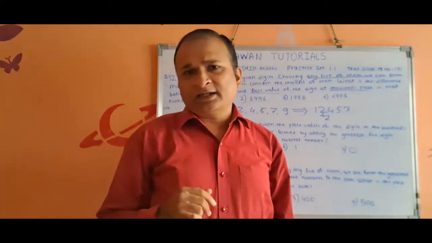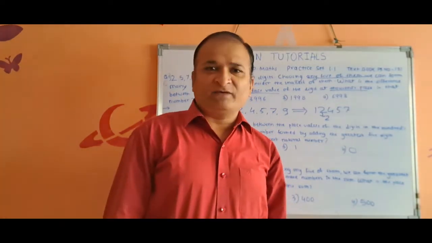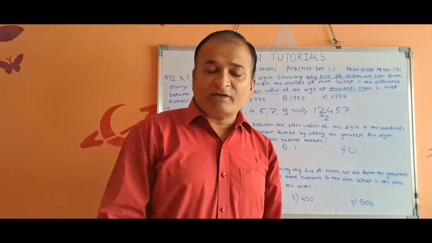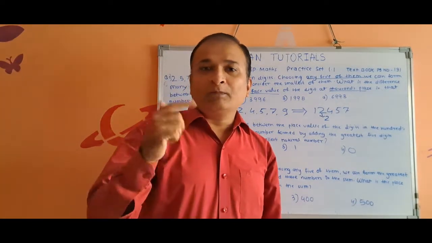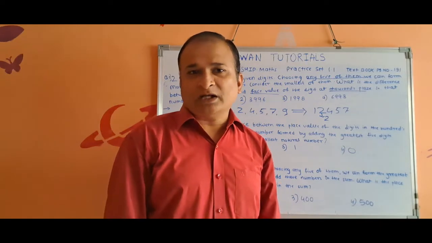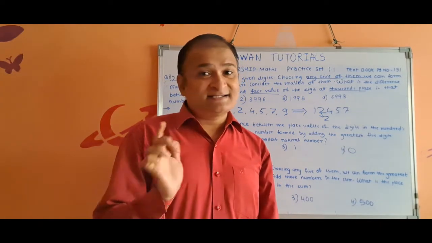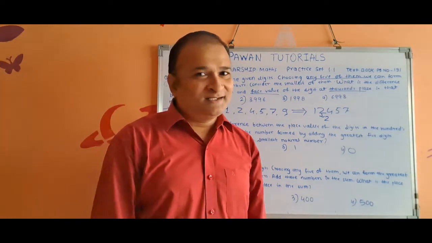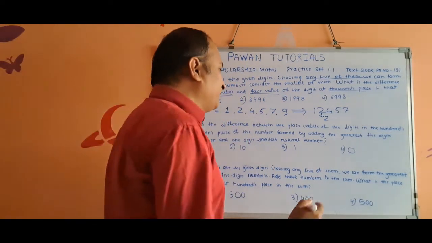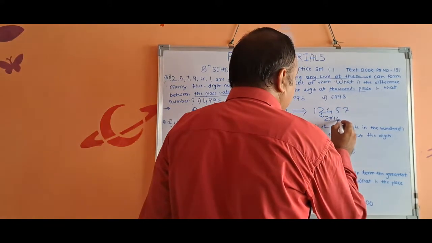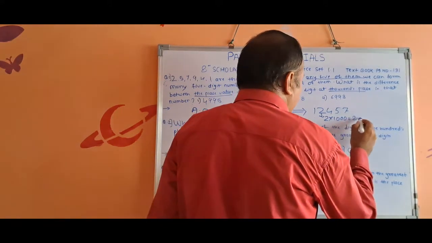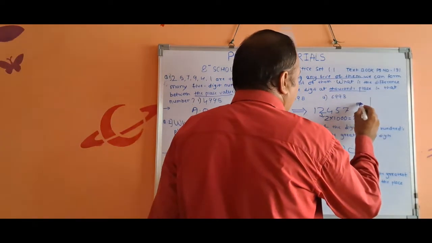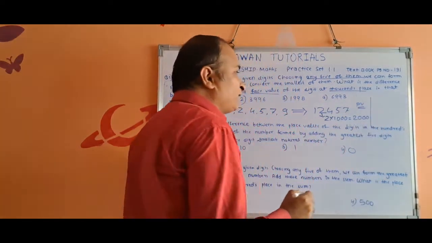Now they have asked us to find out the difference between the place value and face value of this digit 2. Now what do you mean by place value? As 2 is at the thousands place, its place value will be 2 multiplied by 1000, that is 2000. Why? Because it is at the thousands place, you have to multiply it by 1000. So 2 multiplied by 1000 gives us 2000. This is the place value.